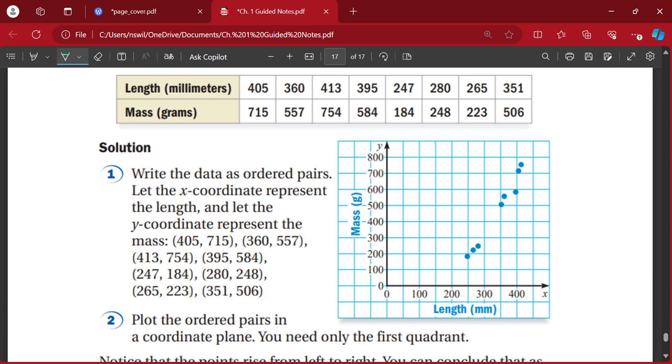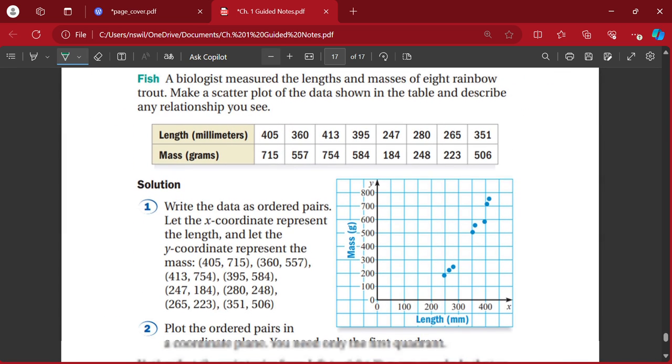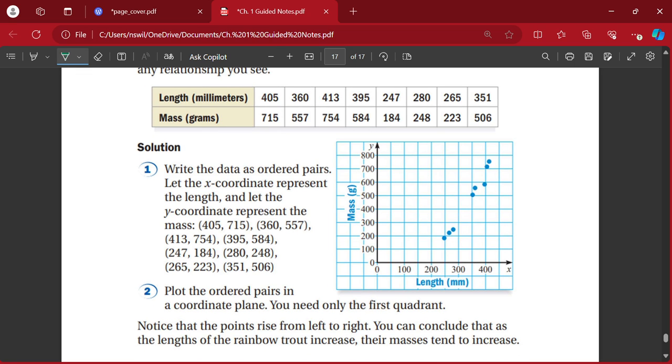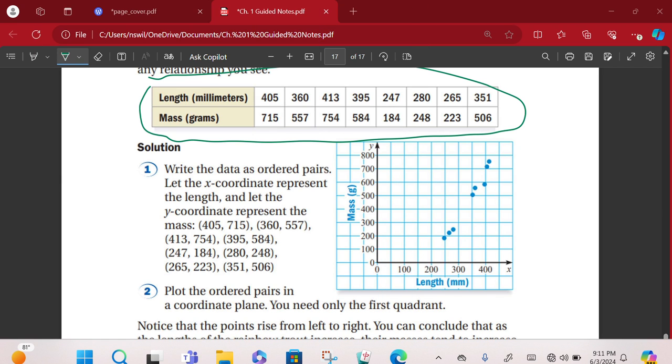I didn't put something for you to write in. We're just going to take a look at it because I am not going to ask you to make a scatter plot, because that's a lot. A biologist measured the lengths and masses of 8 rainbow trout. Make a scatter plot of the data shown in the table and describe any relationship you see. We have this table here with a length and a mass. Mass meaning how much it weighs.